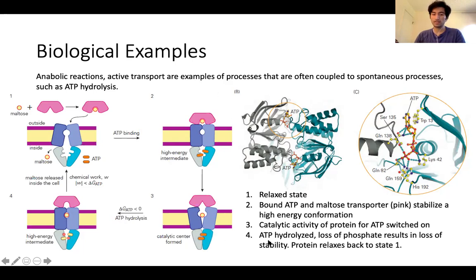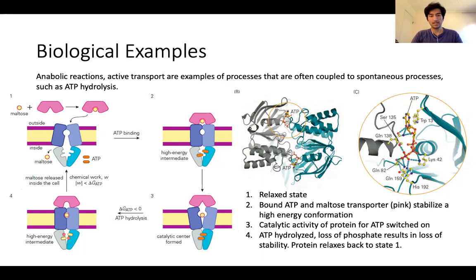As a result of this, not only is this intermediate more favorable than this one, but these two sites coming together also increase the catalytic activity of the protein and cause the ATP to be hydrolyzed. As a result of losing the third phosphate group, this energetic favorability gain is immediately lost. You go back to a higher energy intermediate, the protein opens up once again, and maltose is able to be released into the cell.